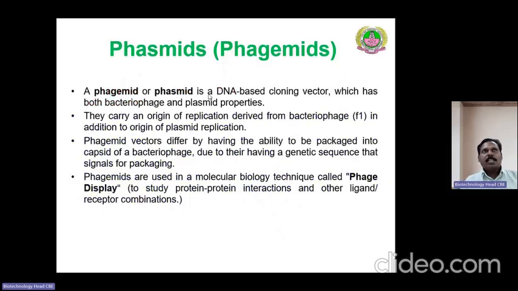The fourth vector system is phasmids or phagemids. These phasmids or phagemids are DNA-based cloning vector systems. They also possess both bacteriophage as well as plasmid properties. And these phasmids carry an ORI region, or origin of replication region, from the bacteriophage F1, in addition to the bacterial plasmid ORI region. So in a sense, they have a two-choice host system to multiply. One is the viral system, the other one is the bacterial system, because they possess the ORI region from two different hosts. One is from the bacteriophage, the other one is from the bacterial system.